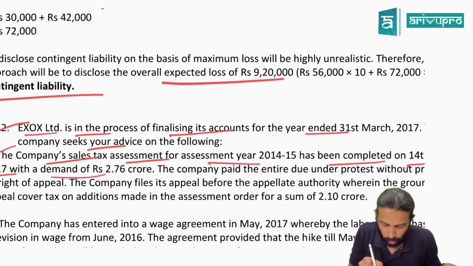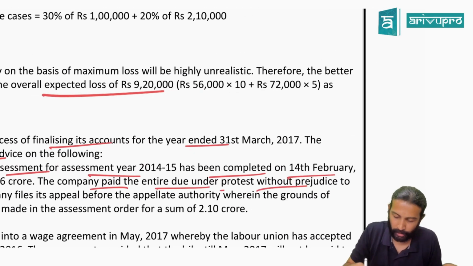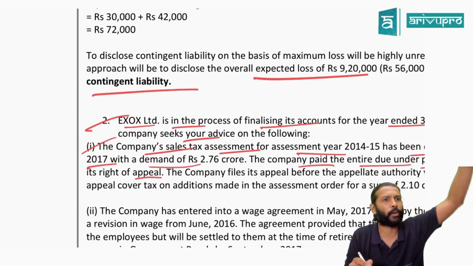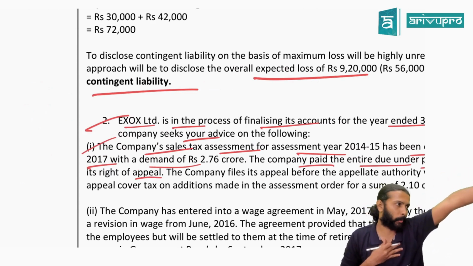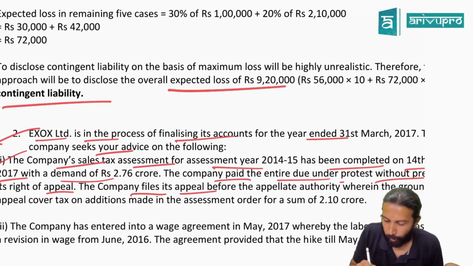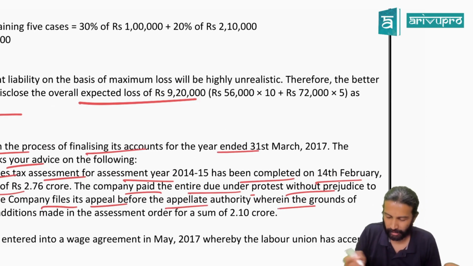Fine now. So the company paid the entire due under protest without prejudice to rights of appeal. They paid the amount and said we will go for appeal because we feel we have paid it correctly. Let's see. The company files its appeal before the appellate authority. You'll have appellate authorities there. We learn this in income tax.